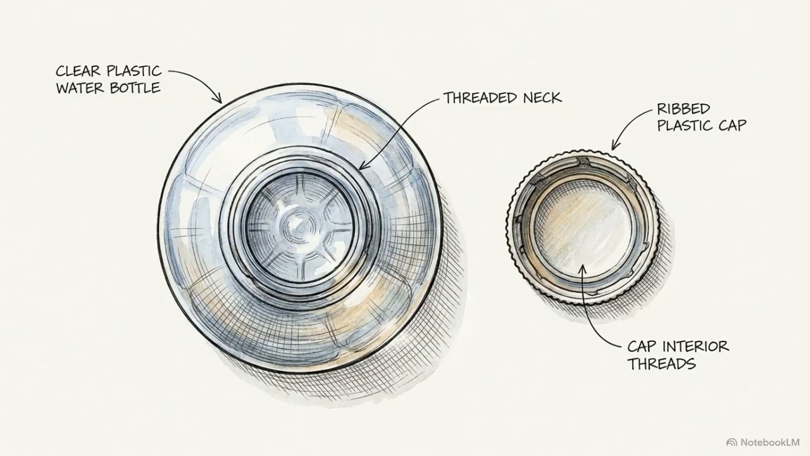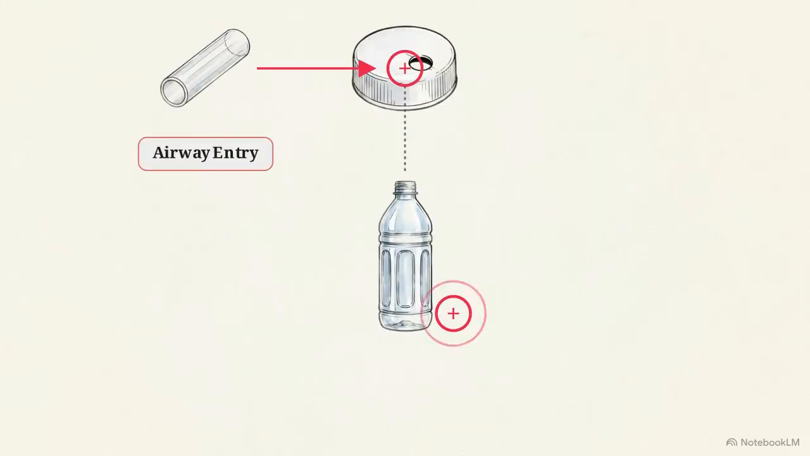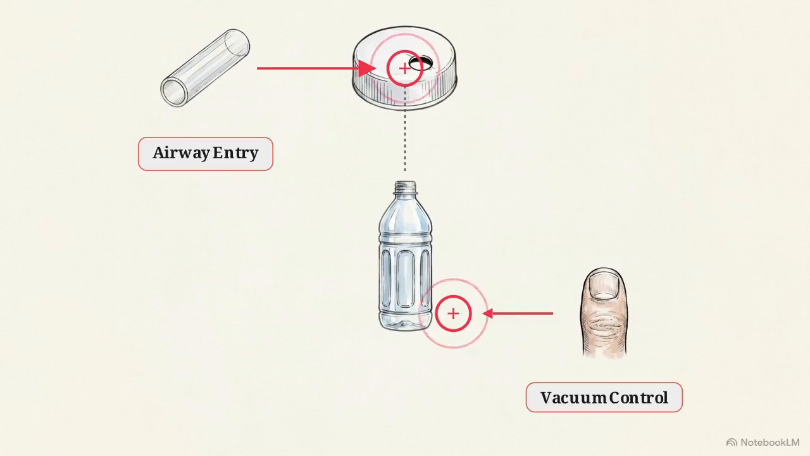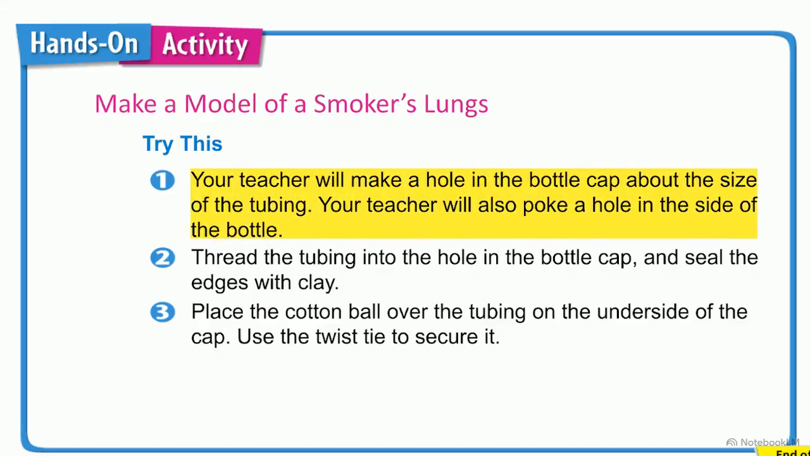Puncture 2 specific holes, one directly in the center of the bottle cap and a second hole on the lower side of the bottle wall. Because this step requires sharp tools, an adult must supervise the process or perform the puncturing for you. Look at instructions 1 and 2.